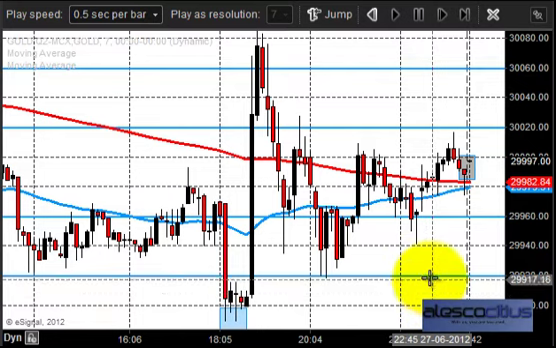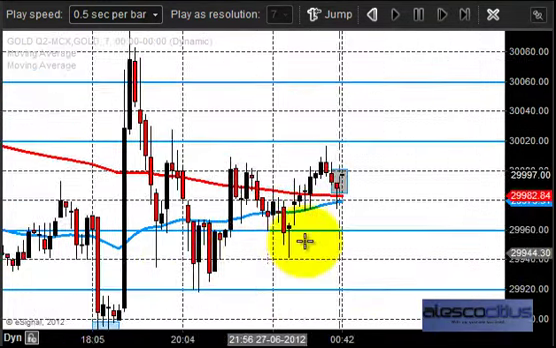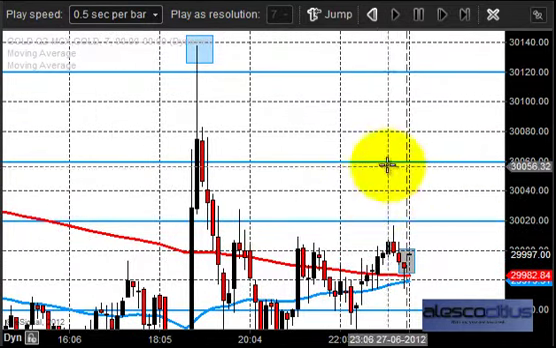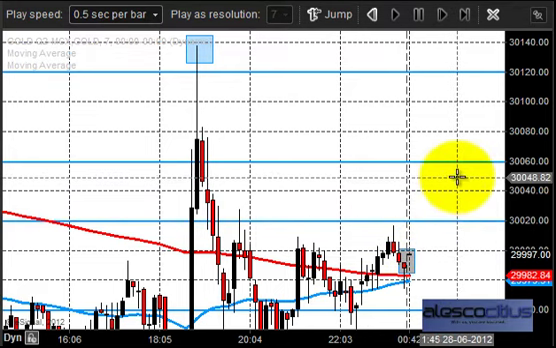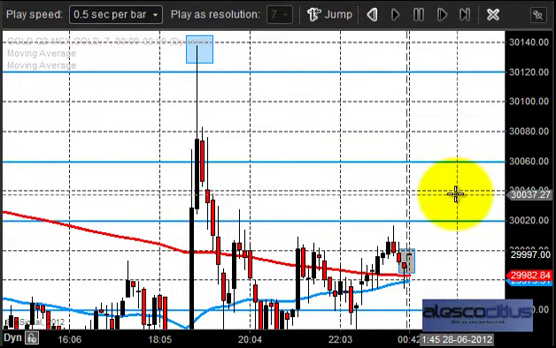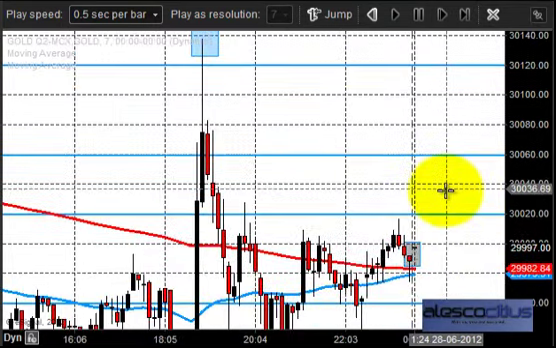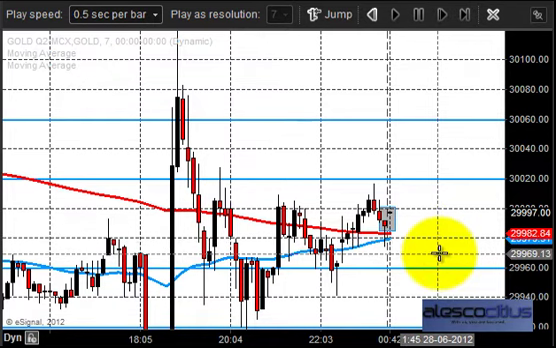So 29,920, you can see that it has provided some good support. Again this 30,020 and 30,060 cannot be neglected, because it is providing some resistance. If the price is going to stay above this, it can provide a possible support also. So there is no change in our strategy, because today also we are expecting gold to continue its downtrend.